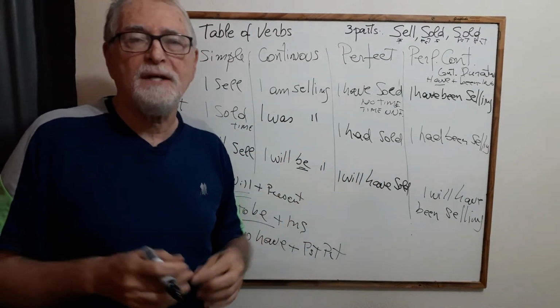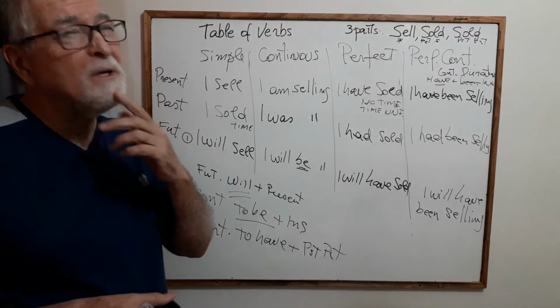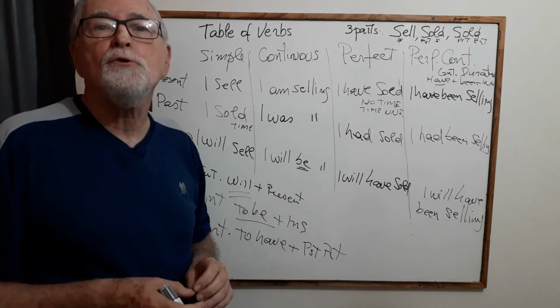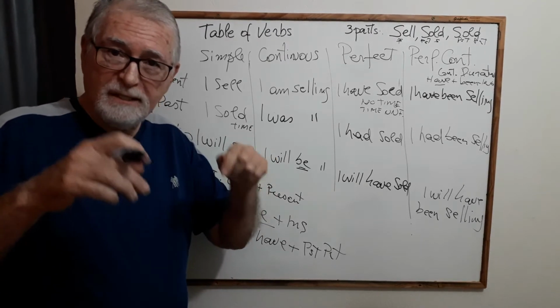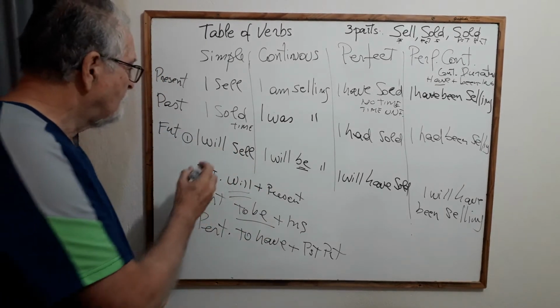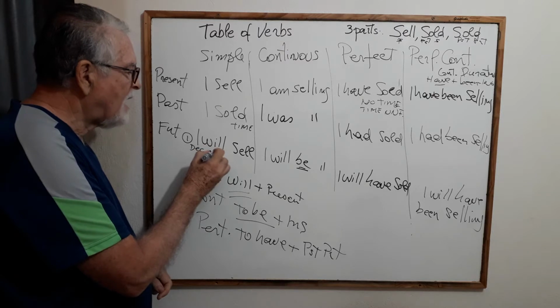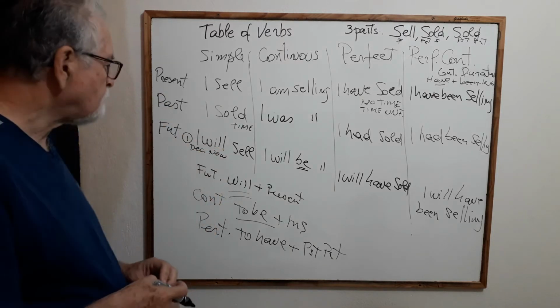For example, you ask me, what are you going to do? And I think, well, I will go to Batuba tomorrow. I will go to Batuba tomorrow. I took the decision now. So this is a decision now. I will go to Batuba tomorrow.